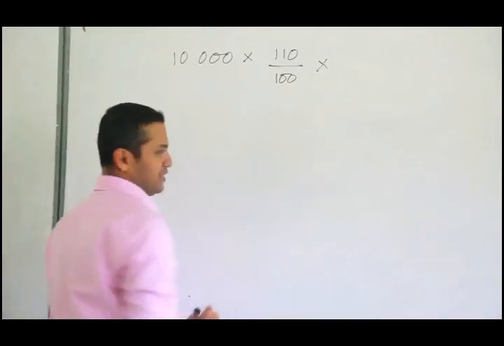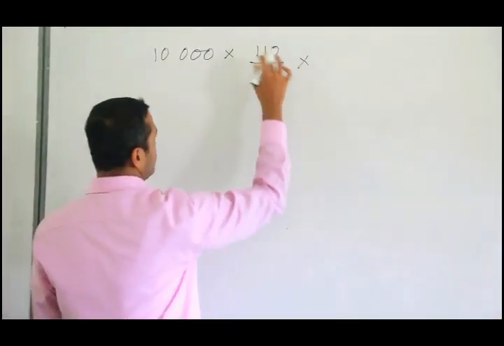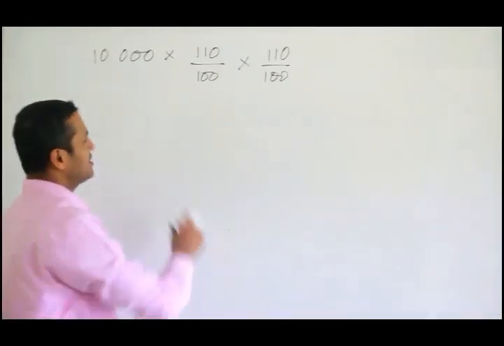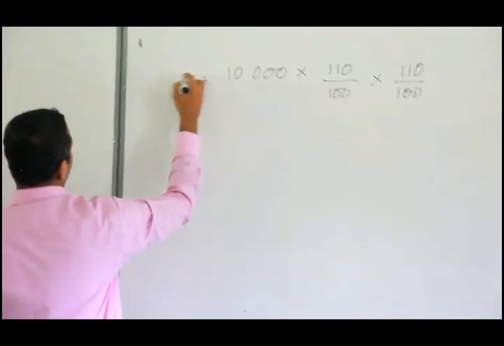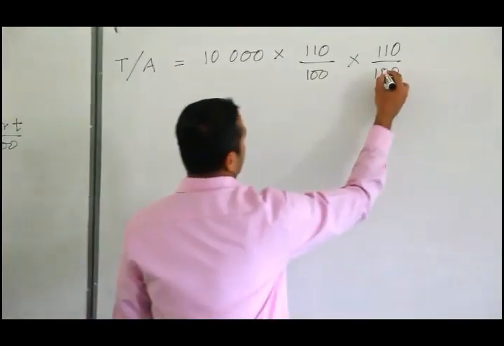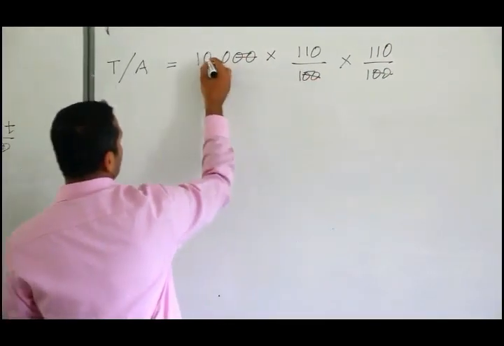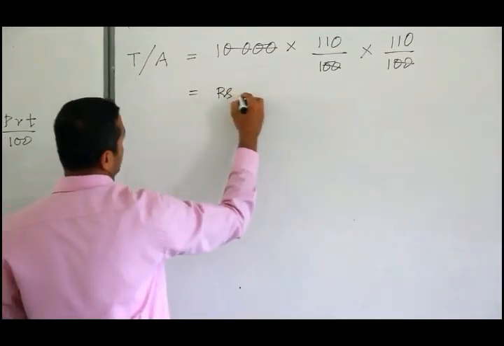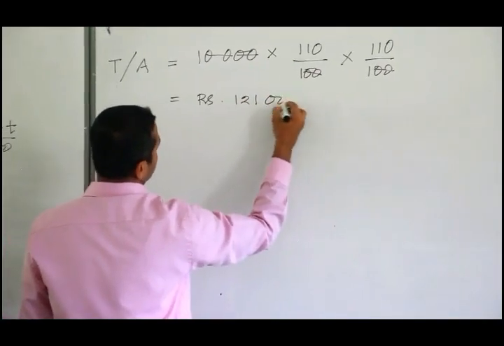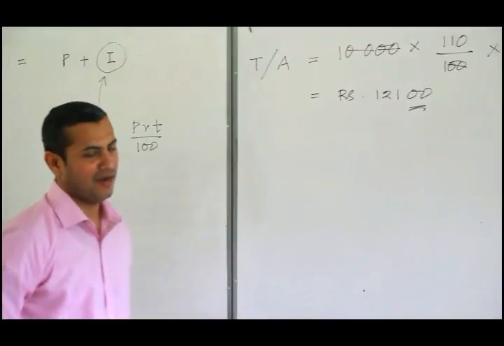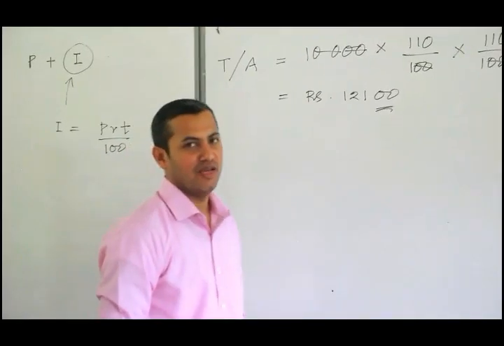At the end of 2 years means I should multiply twice. That means I should multiply this again by another 110 over 100. Got it? This is the simplest way of calculating the total amount after 2 years. So we can cancel the zeros. 20, 20, 20, 20. Then 11 into 11, 121. That is how we calculate the total amount under compound interest. Hope you understood. Look at the next example in your textbook.